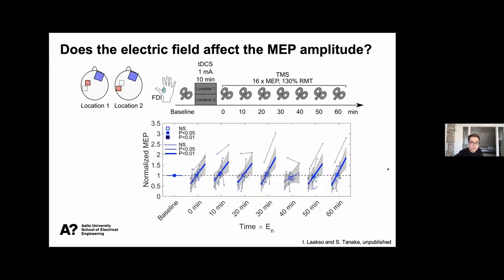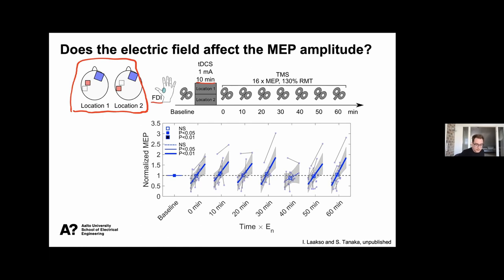In another of our previous studies, which is a pilot study that has not been published, we had only 9 subjects, and for each subject we had 2 electrode locations around the left M1. So we had 2 electric fields for each participant. At this time, the MEPs were measured in the FDI muscle, and it was 10 minutes of tDCS. In the previous experiment, it was 20 minutes.